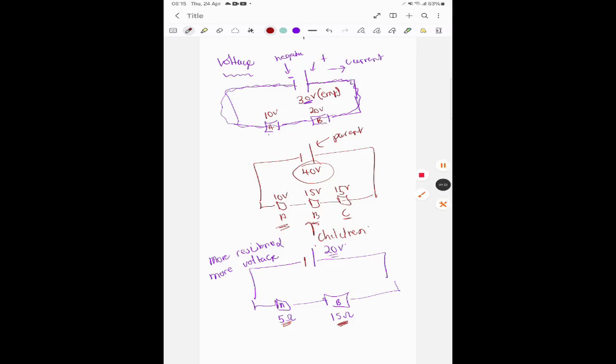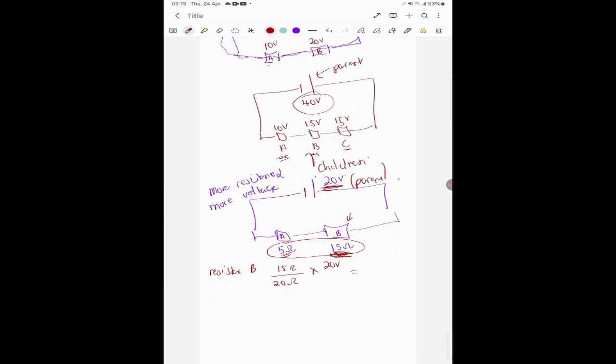So the child with the bigger resistance gets more voltage, and the child with the smaller resistance will get less voltage. I hope that makes perfect sense to you. So for example, how much does he get? Well, what you would then do is add the total resistance. Total resistance is 20 ohms. So for resistor B, he gets 15 ohms, that's what he has, over the total, which is 20 ohms, multiplied by the voltage being shared from the parent, which is 20 volts. And therefore, you have 15 volts for resistor B.